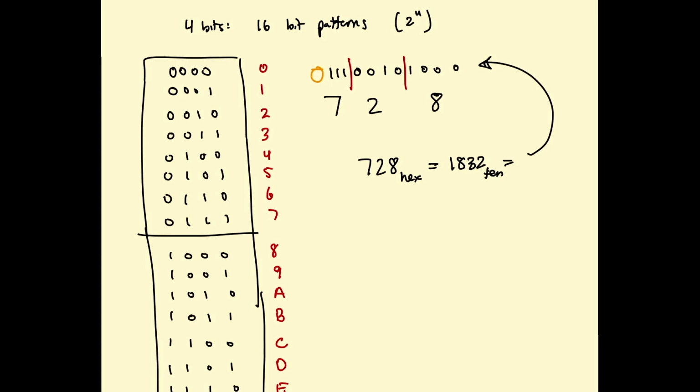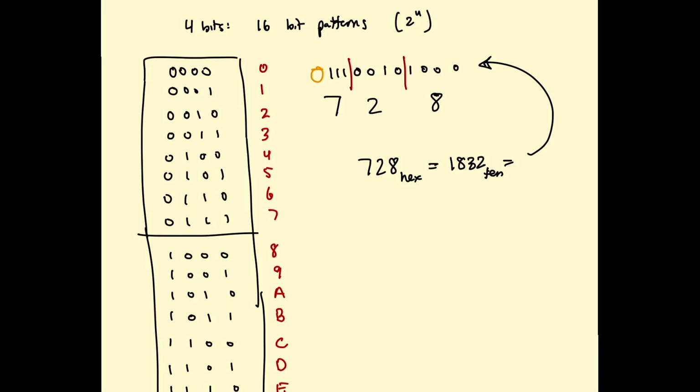Now, with 728, where is the 8? Which position is he in? He's in the ones place. It's always the ones place for the far right. Where's the 2? Ah, but this is base 16, not base 10, so it's the 16's place. And where's the 7? What's 16 times 16? The 256's place.